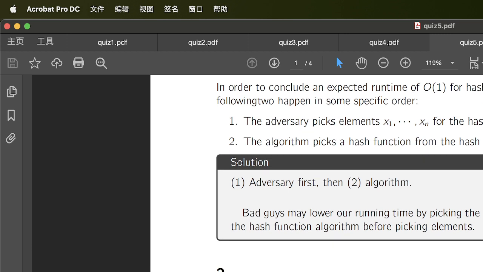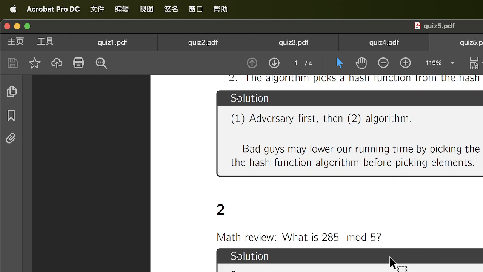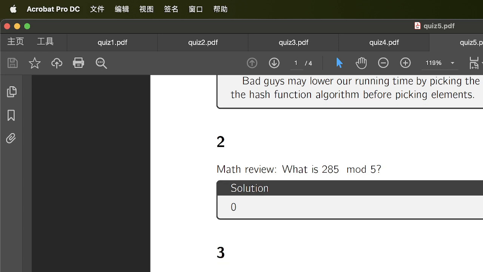Okay, math review. What is 285 mod 5? So just review your knowledge of math, right? And what is the meaning of the A mod B operation? That means you divide A by B and return the remainder, right? Simply use this concept on this question.